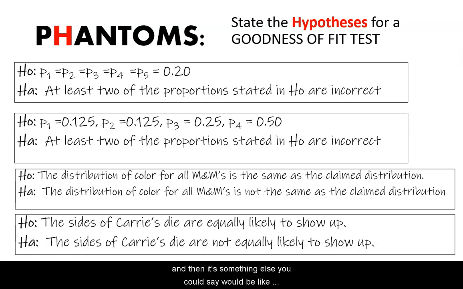And then something else you could say would be like the sides of Carrie's die are equally likely to show up. So if I'm talking about a weighted die, like in one of the problems the other day, and we think the die might be weighted, my null hypothesis is that each side has an equal proportion of times it should show up, 1 out of 6. Okay, the alternate would be that the sides are not equally likely to show up.